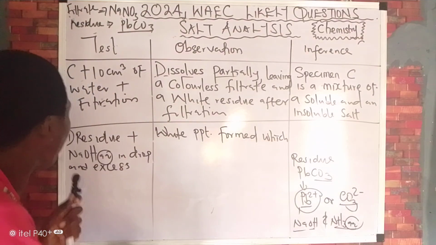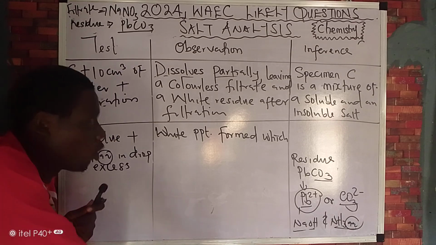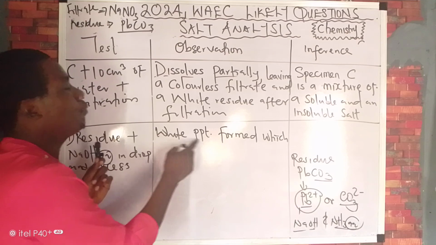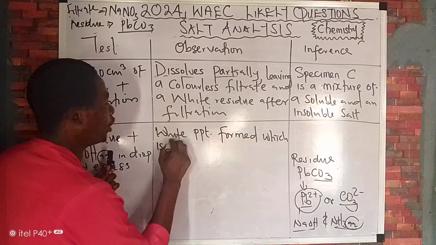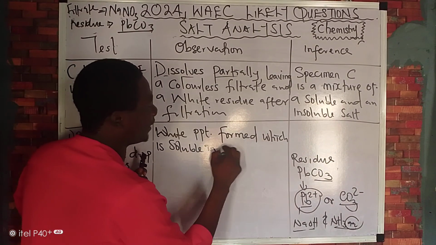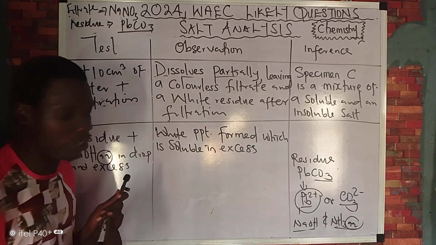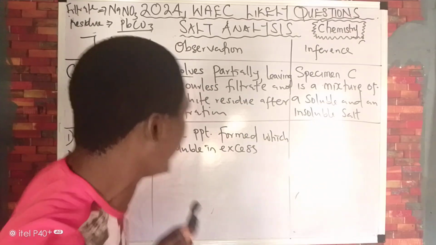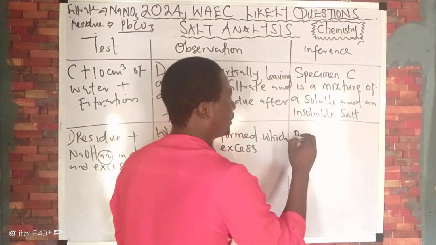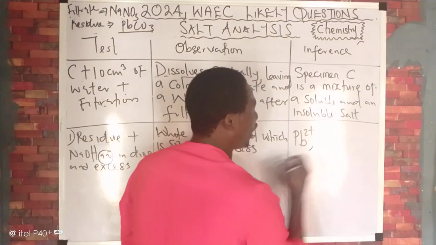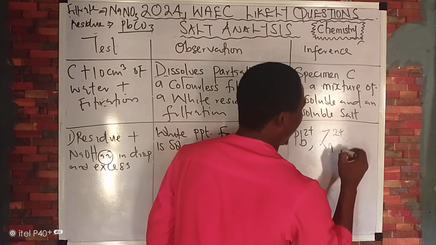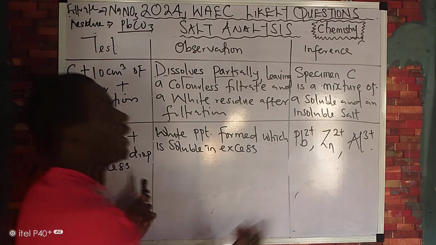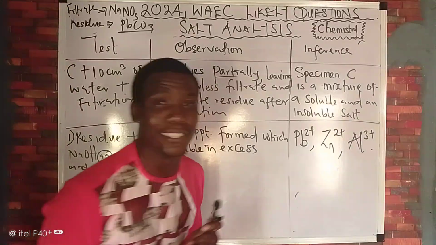If you further add sodium hydroxide in excess, just keep pouring it, you will see that the white precipitate will dissolve. So we say white precipitate formed, which is soluble in excess. Take note of that. And if that happens, there are three basic ions that exhibit this property. One of them is lead-2 ion, the other one is zinc ion, then you have aluminium. So take note, you either have lead, zinc or aluminium.